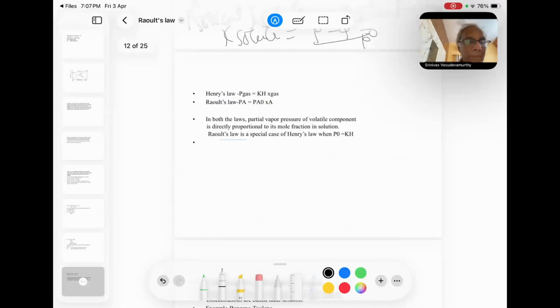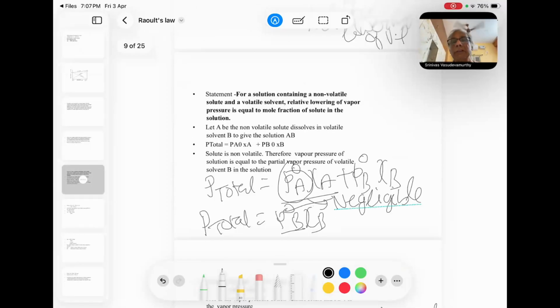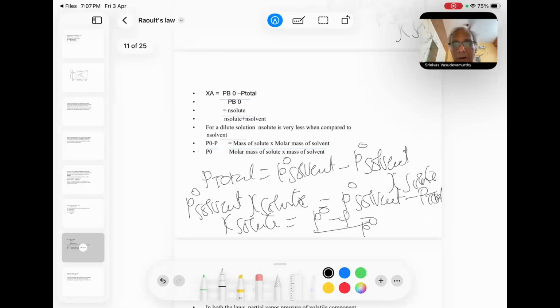Now let us see the statement once again. For a solution containing a non-volatile solute and a volatile solvent, relative lowering of vapor pressure is equal to the mole fraction of solute in the solution. That's what we got here: mole fraction of solute is P naught minus P by P naught, which is the relative lowering of vapor pressure.